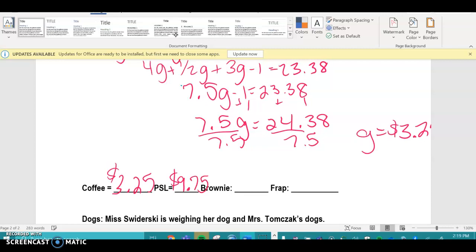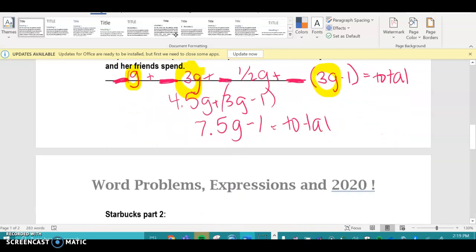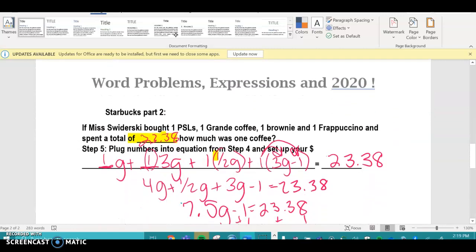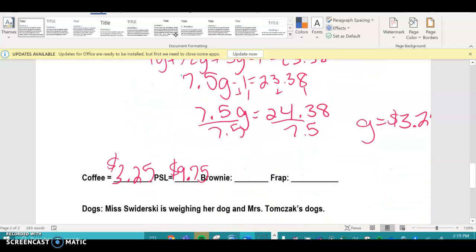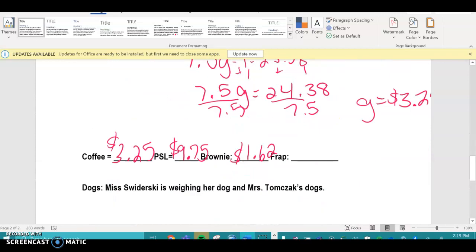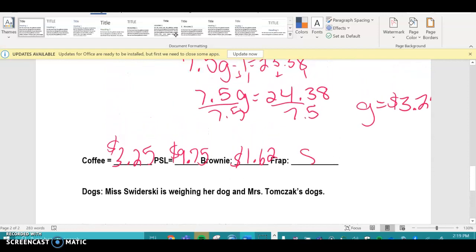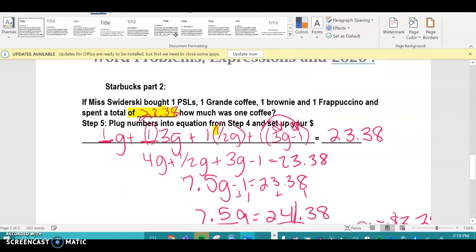A brownie is a half the price of G, right? It was 1/2 G when I come back up here. Yep. So 3 times 1/2, or 3 divided by 2, is $1.62. A little bit more reasonable for a brownie. And a frappuccino was $1 less than the pumpkin spice latte. So $8.75.